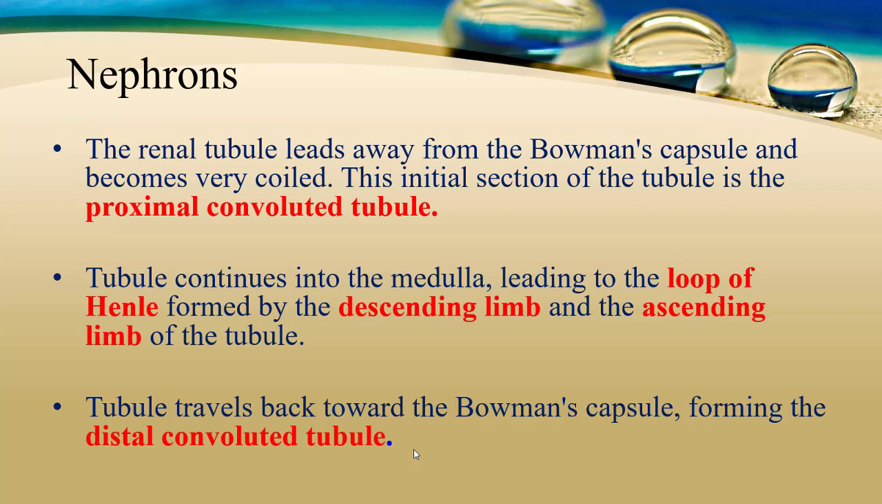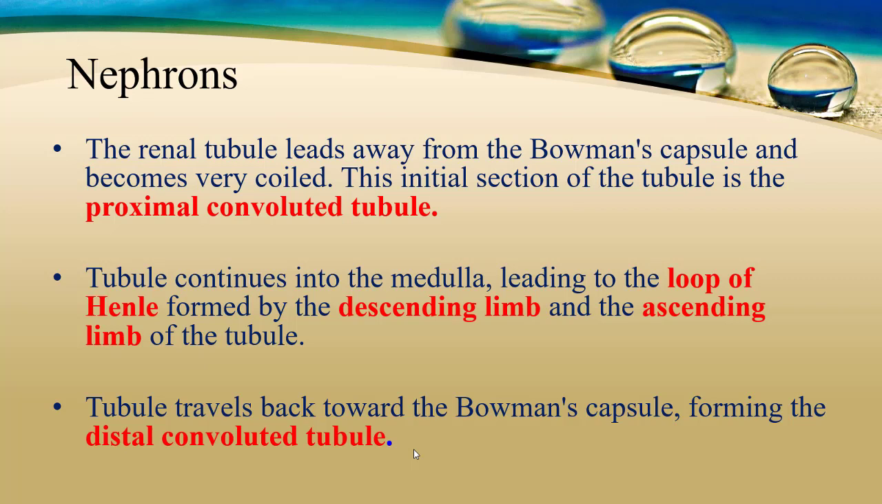So these terms, proximal or distal, in this aspect are referencing where the tubule is in relation to the glomerulus. The tubule will then continue on into the medulla of the kidney, and it will form what's called the loop of Henle, or the nephron loop, as some people reference it. And it has two different parts. You have a part that goes down and the part that comes back up.